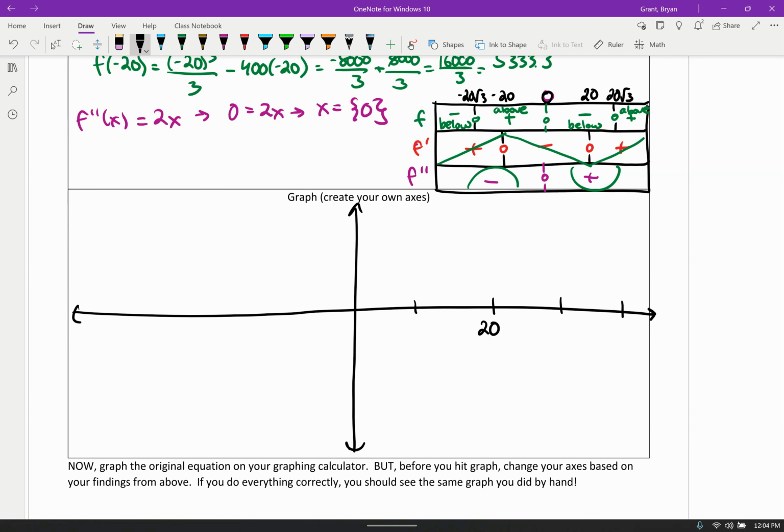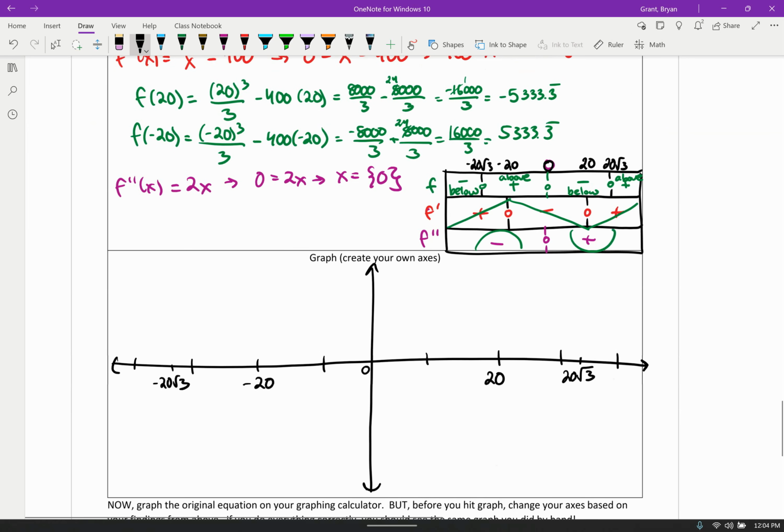We need 20, and then somewhere in here is 20 root 3. I have an inkling that it's larger than 30 and smaller than 40, but we'll go with that. And then we'll go backwards: 10, 20, 30, 40, same thing. We need negative 20, and then we need negative 20 root 3. And I think those are all our important x values. 0, I guess.